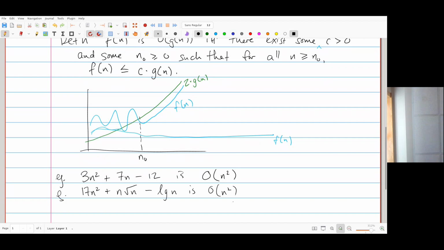Okay. One thing to point out, right? This thing, for example, is also O of n cubed, right? Because big O really is like less than or equal to. So anything that's bigger than this is going to be a valid thing to say. It's maybe not the most useful thing to say because it's not a very tight bound, but it's true.